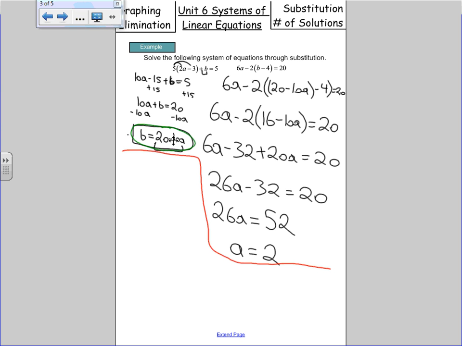So B is equal to 20 minus 10 times 2. B is equal to 20 minus 20. B is equal to 0. Good job, Johnny. If you substituted A equals 2 into this, you get B is equal to 0. If you substitute into this up here, you also get B is equal to 0.